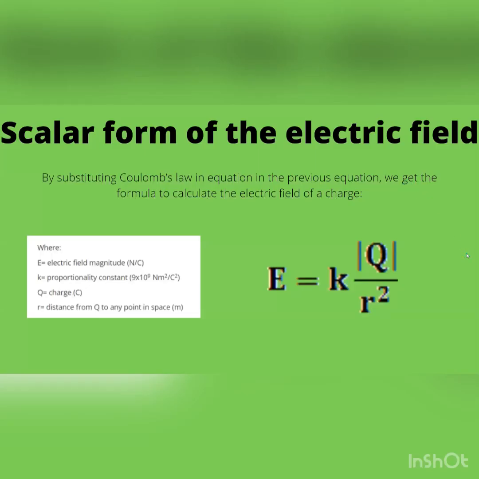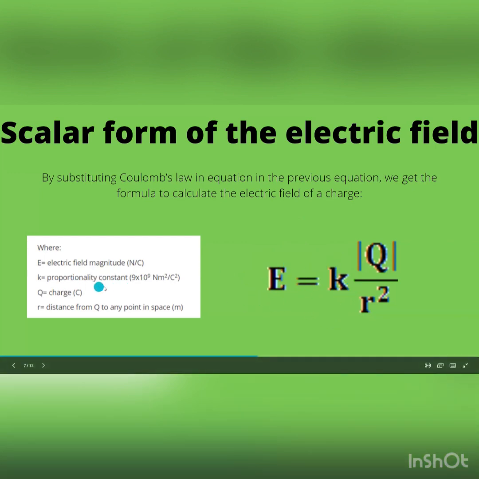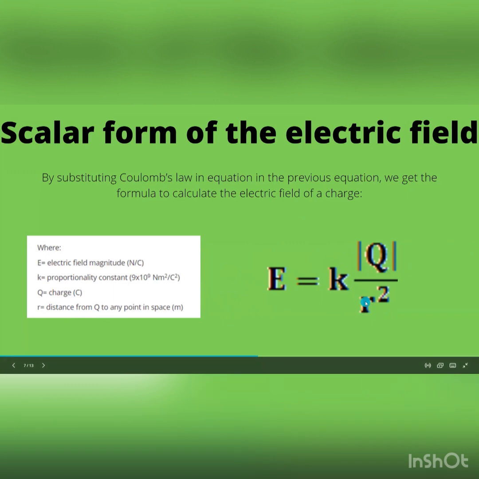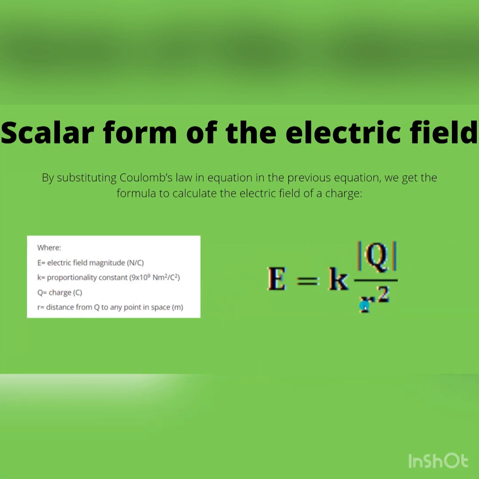By substituting Coulomb's law in the equation in the previous slide, we get the formula to calculate the electric field of a charge. Again, E is the field magnitude. K is the proportionality constant, whose value is right here. Q is the charge, divided by the distance from Q to any point in space, which is R squared.